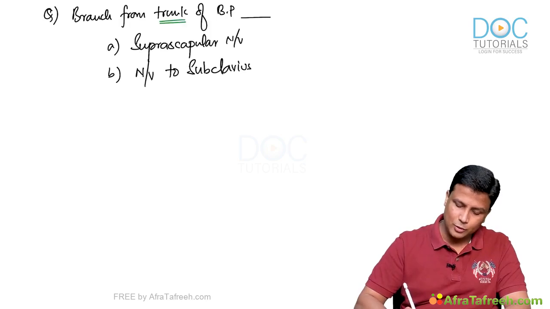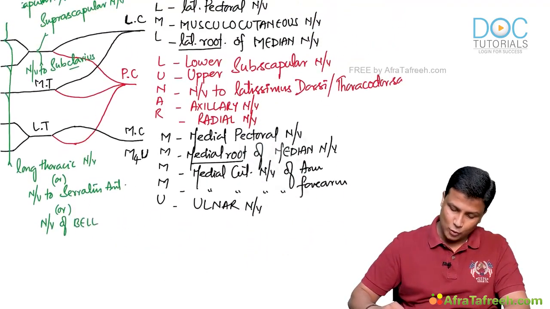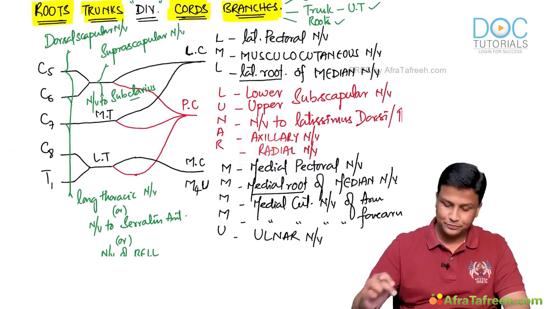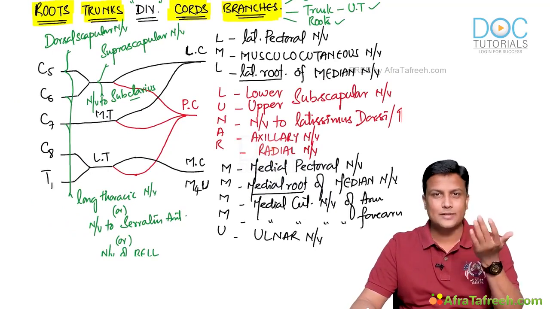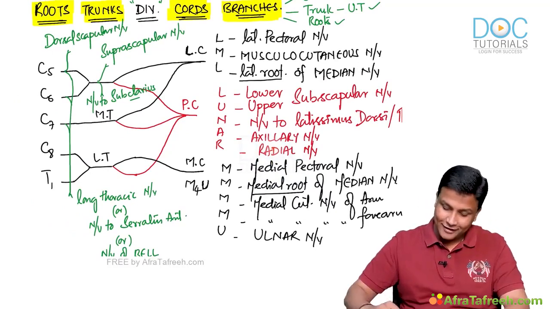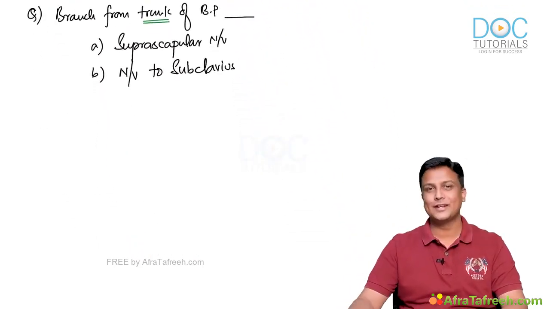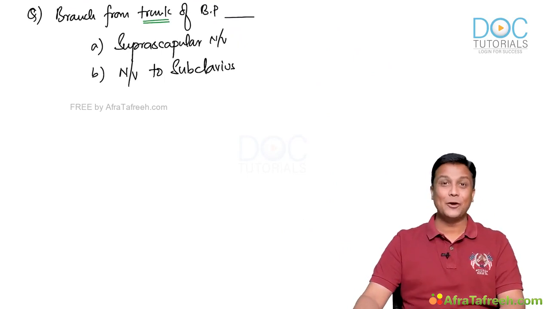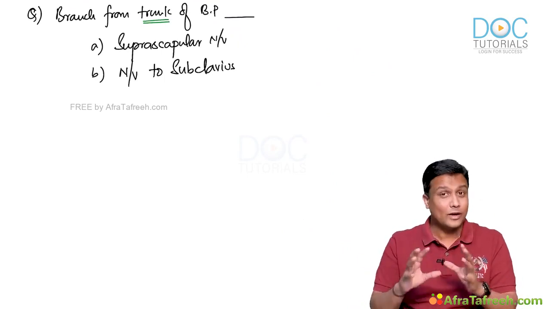Just now I taught you we have 3 trunks, and out of the 3 trunks, only the upper trunk will give you the branch. And the upper trunk will give you 2 branches there. One is suprascapular, another one is nerve to subclavius. And in the exam, both of those branches were given in the options. I hope now you're understanding my intention here. So we don't need the other options there, guys.